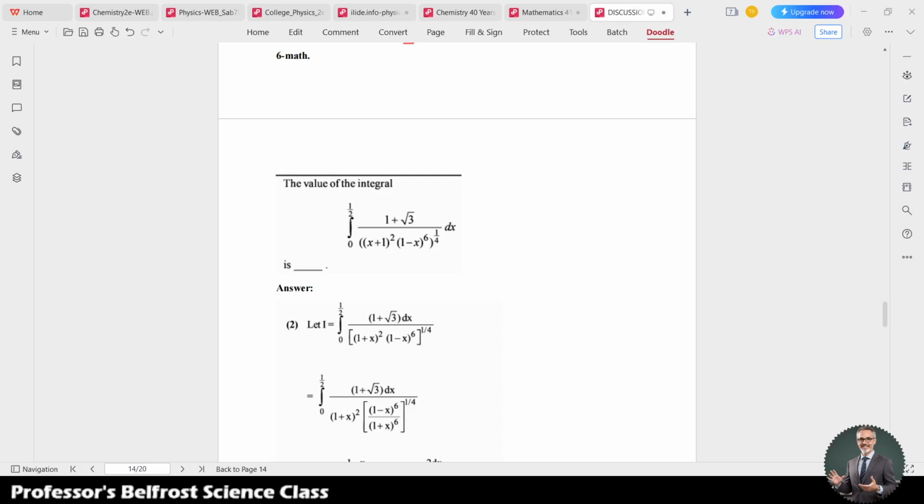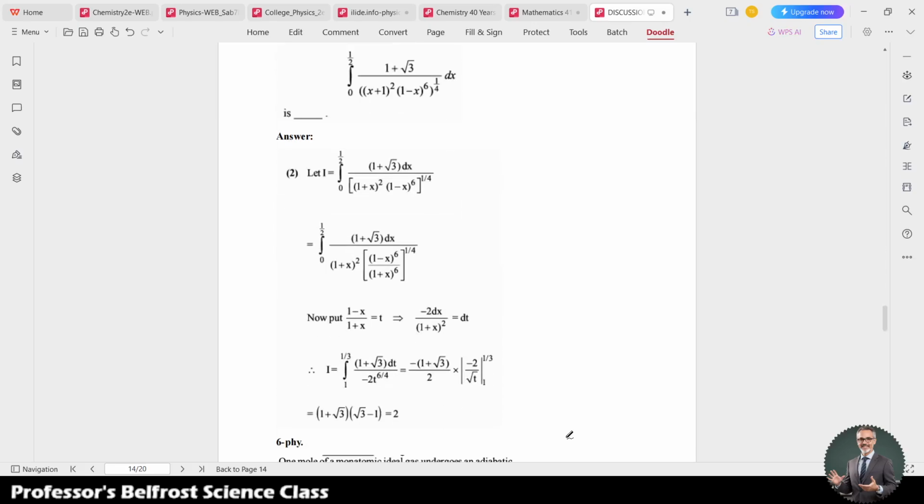So the integral of 1 plus the square root of 3 over x plus 1 squared, 1 minus x to the power of 6, and together they are to the power of a quarter. So say that the result is I for this integration. Actually, it's missing something. Okay, so you need to change the form first to solve this one.